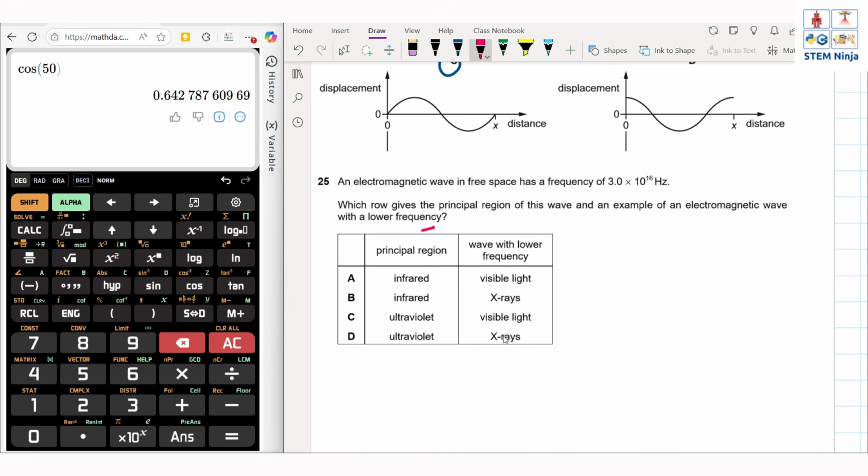Since if you notice, X-rays have a higher frequency than ultraviolet. D cannot be correct. Infrared, visible light, they cannot be correct because visible light has higher frequency than infrared. Not to mention infrared doesn't have that frequency range. Similarly, X-rays have a higher frequency. So these can be cancelled out without even reading it. So 3 × 10^16 is not for the infrared. It could be for ultraviolet. So C is the correct one.